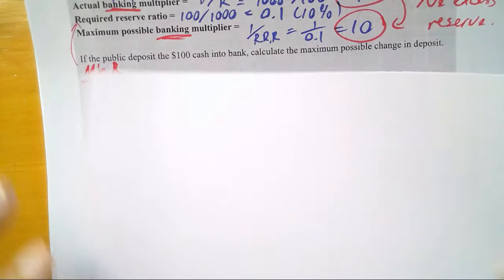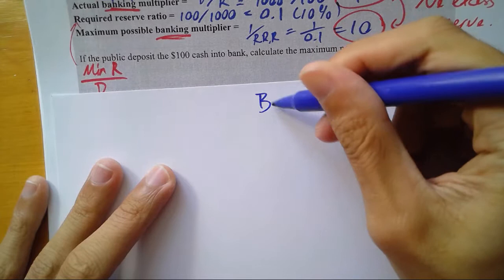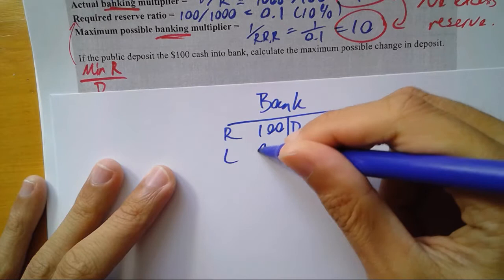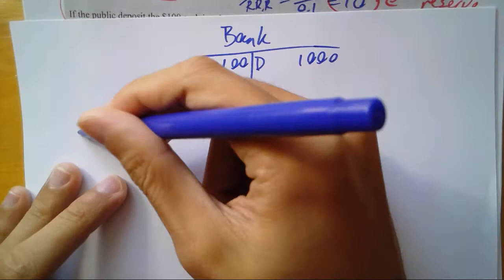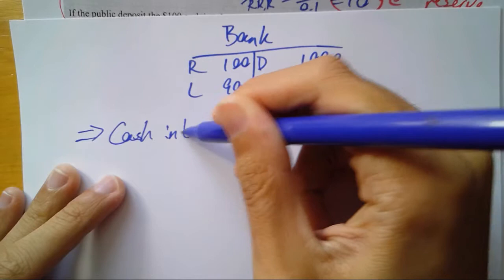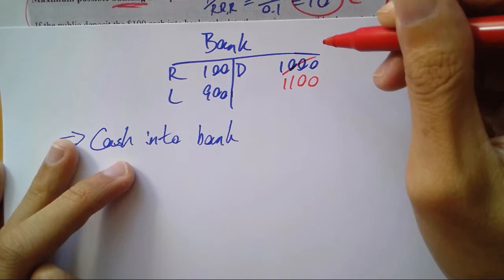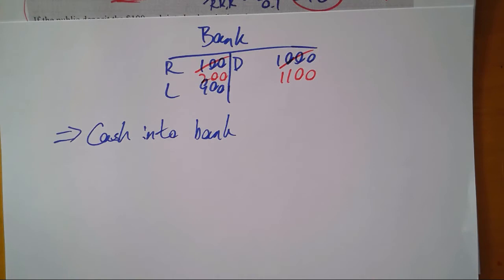Let's take a clean sheet of paper and try it. Now, this is the original. Originally, it looks like this. Long. Originally there was this much. Now, they say somebody puts cash into a bank. Therefore, what happens? It would be like this. Since we put in 100, the 1,000 becomes 1,100, and this will be 200. Do you see? Now 1,100 and 200.